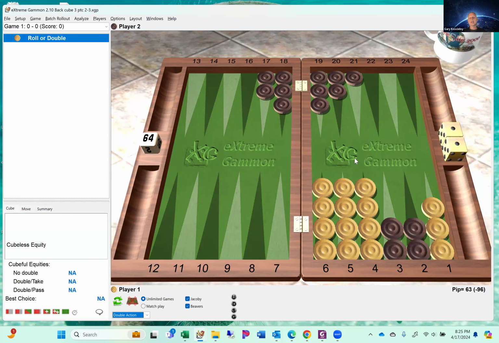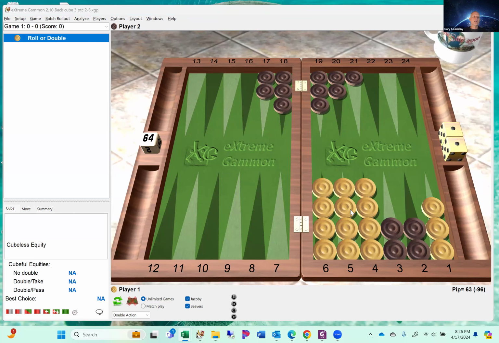Okay, so here's one. So what do we got here? Is this a double take, double pass, no double? You'd think it was double take from your guidance. Yeah, so it's 3 checkers to clear.